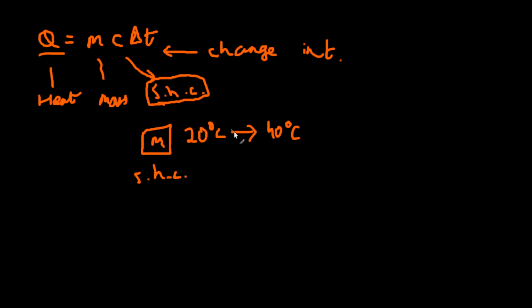Delta T is change in temperature, so just subtract the two temperatures, 40 minus 20, so your delta T will be 20, not 40, not 20 from here, but 40 minus 20, so 20 from this subtraction. Multiply 20 by the mass and the specific heat capacity, and you'll get a value. That's the heat you need to carry out this change over here.